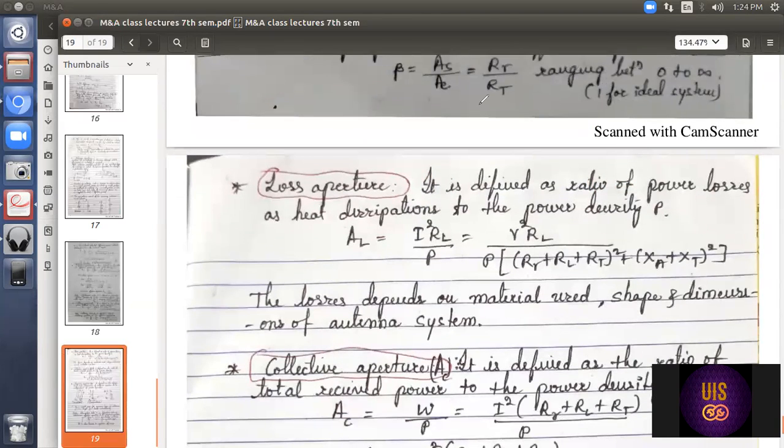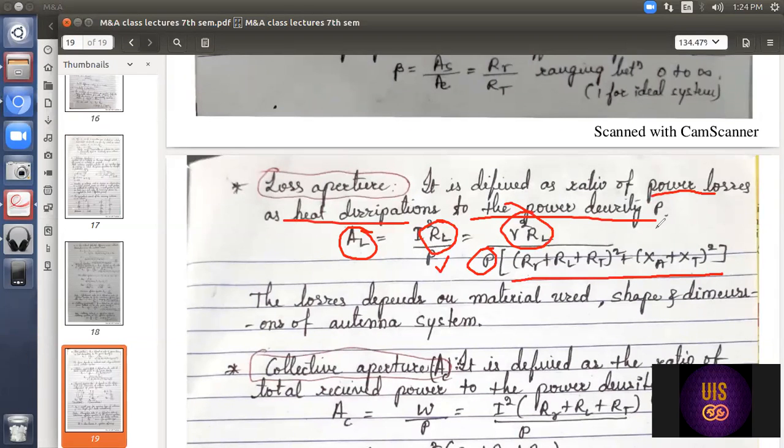Coming to the third type, we have completed scattering, we have completed effective. Now the loss. Loss aperture is defined as the ratio of power lost, WL, due to some heat dissipation, to the power density, W by P. So here AL, loss aperture, is equal to I square into loss resistance RL divided by P. Again, numerator, I square is the magnitude, substitute V square RL divided by P as it is. Denominator square and root gets cancelled.